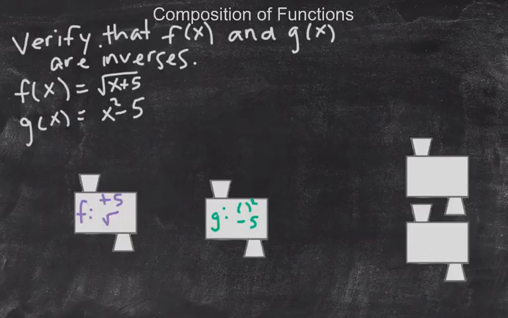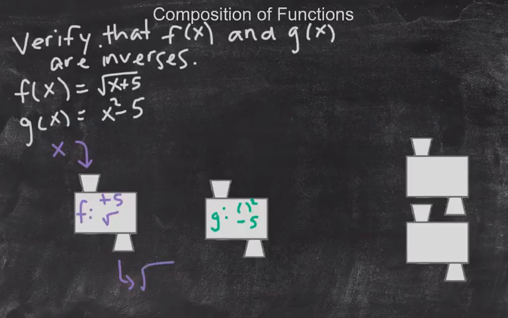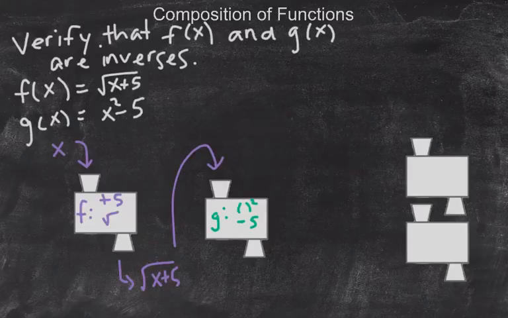So I want to verify that these are inverses, which means I need to do it for every single value of x. And to do that, I need to input x to my original function, to my f function. And I'm going to get out the square root of x plus 5. And then I want to take that and put it right into my g function.